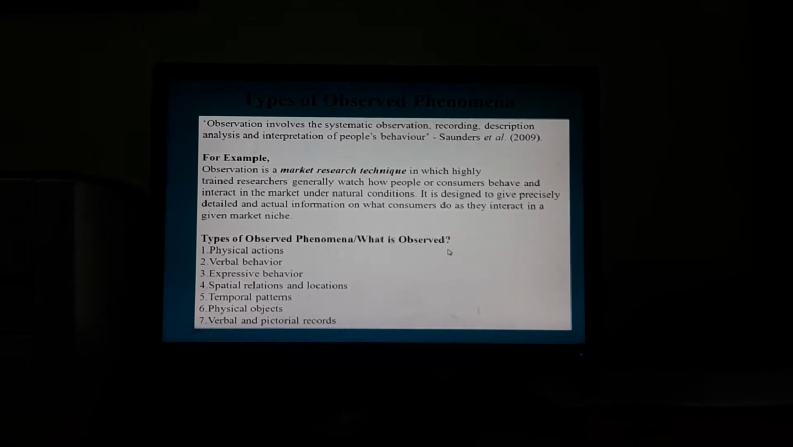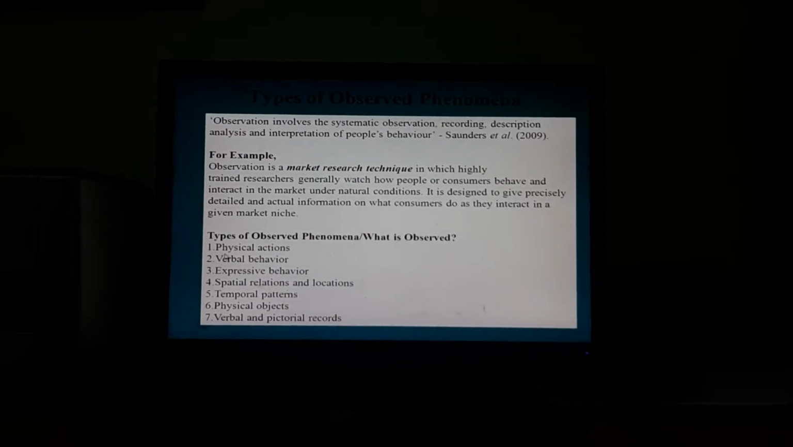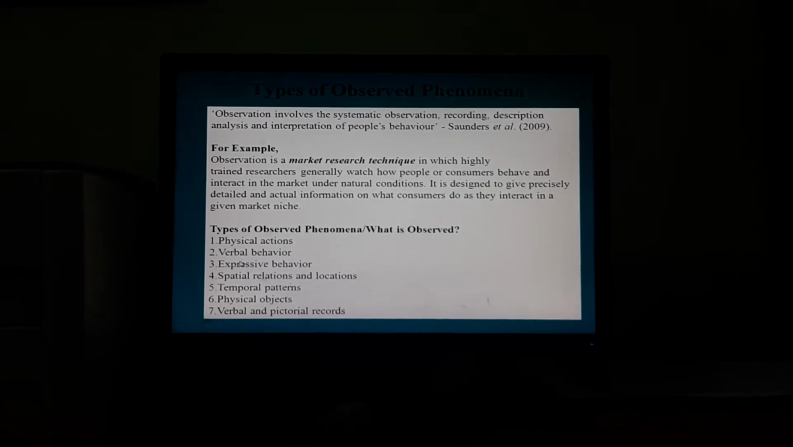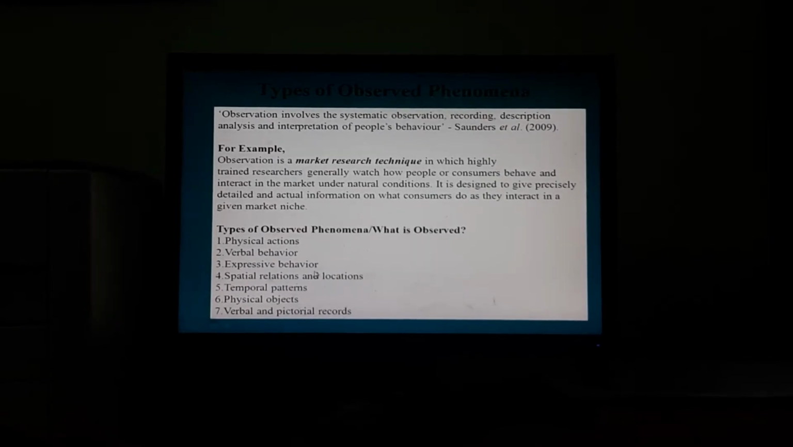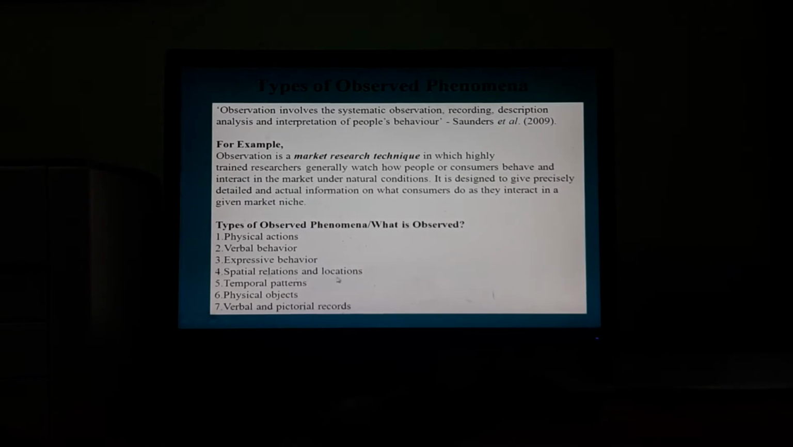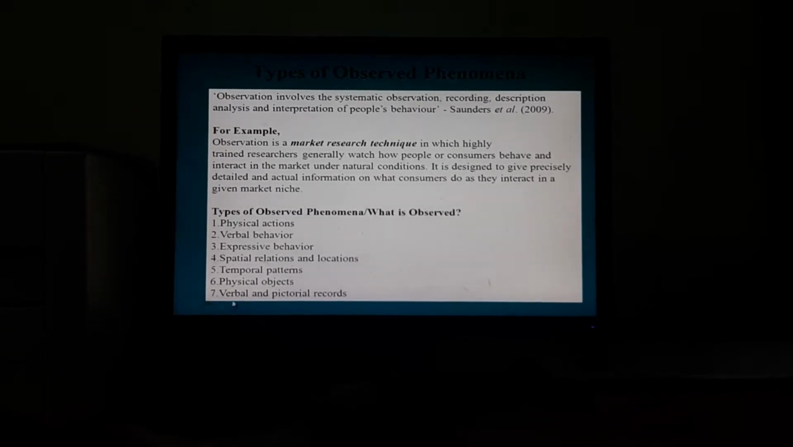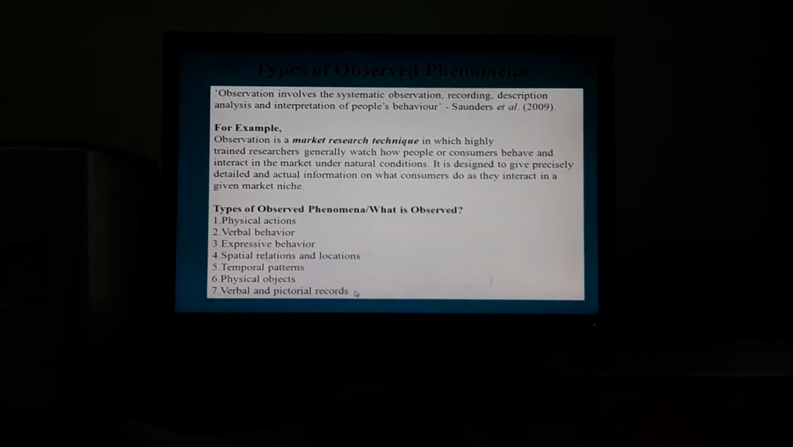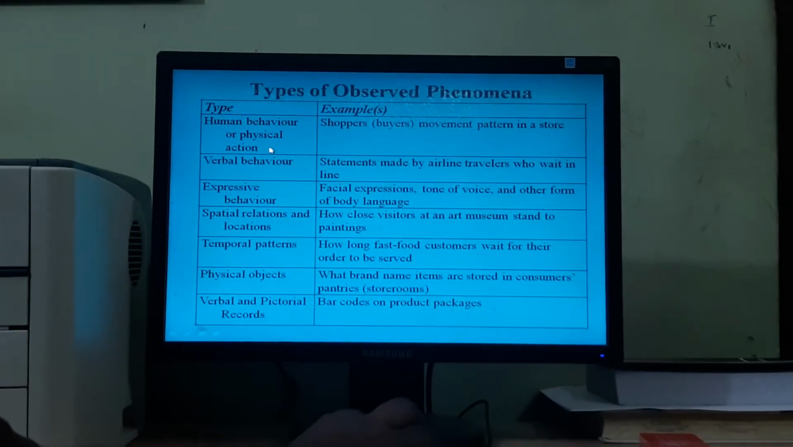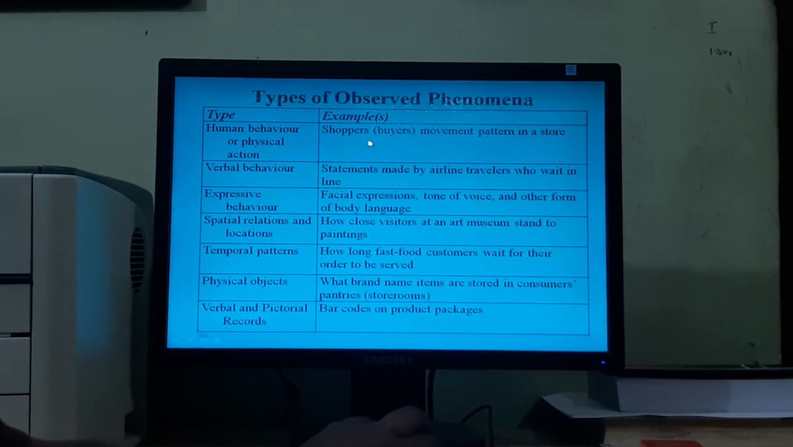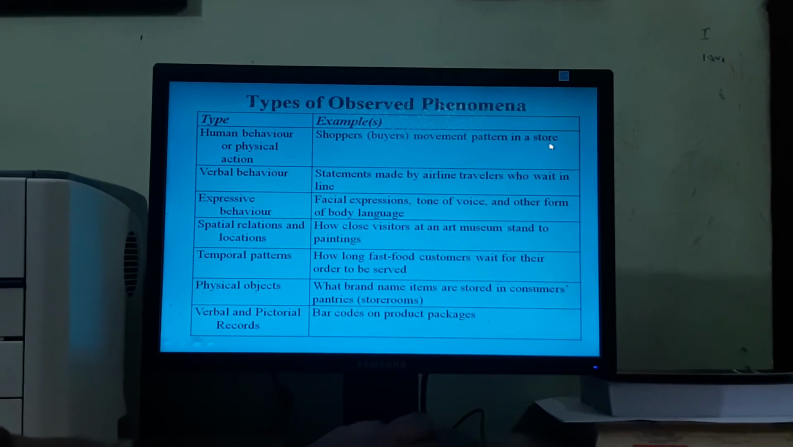Dear students, now we shall discuss what is observed, or types of observation. What is observed? The answer is physical actions, verbal behavior, expressive behavior, spatial relations and locations, temporal patterns, physical objects, and verbal and pictorial records. Physical actions, for example, shoppers' or buyers' movement pattern in a store.